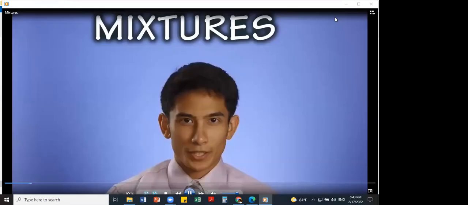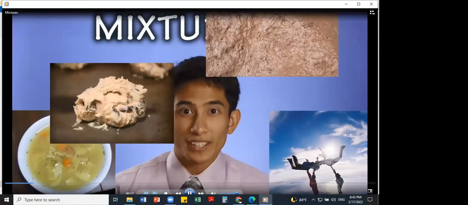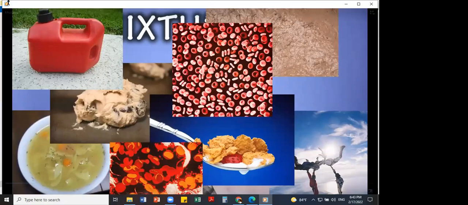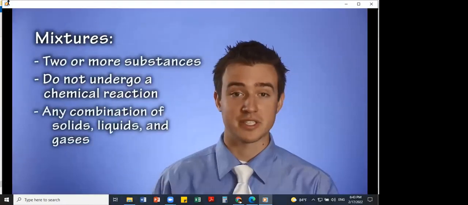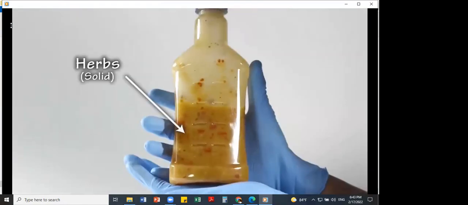Mixtures. Mixtures. Chicken soup, clouds, keto, mud, cereal, gasoline, blood, coffee, concrete, sand, your favorite soft drink, even the air you breathe. Mixtures are a combination of two or more substances that do not undergo a chemical reaction. Mixtures can be any combination of solids, liquids, and gases. Italian salad dressing, for example, is a mixture of all three. You can see the herbs, the solids, and the air bubbles, the gas, mixed in with the oil and vinegar, the liquids. The components of mixtures can be separated through evaporation, through gravity, or through other mechanical means.